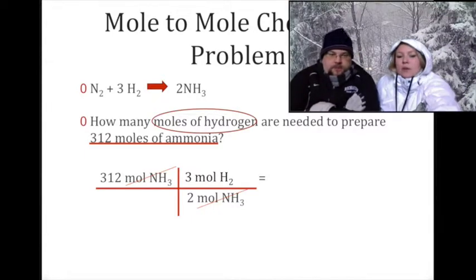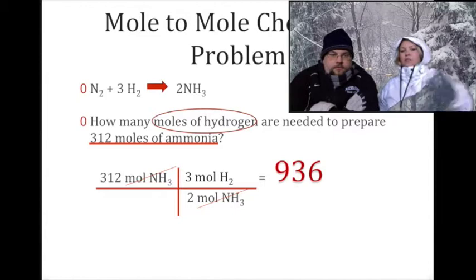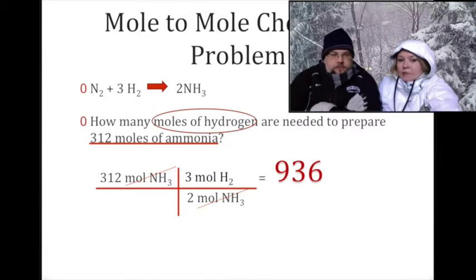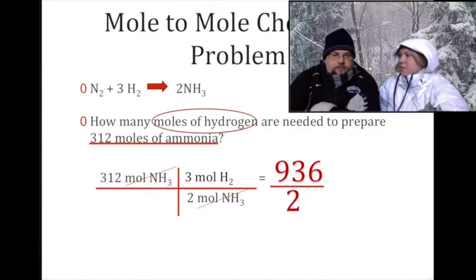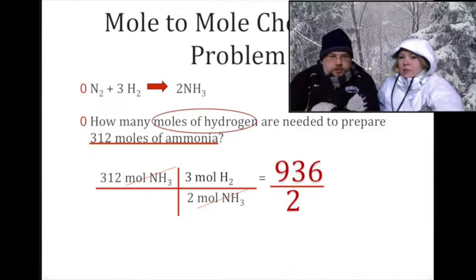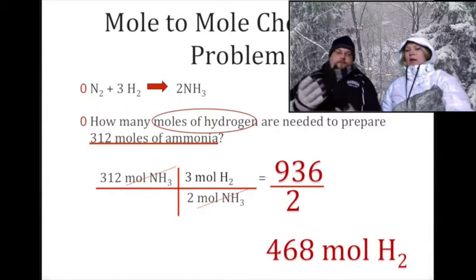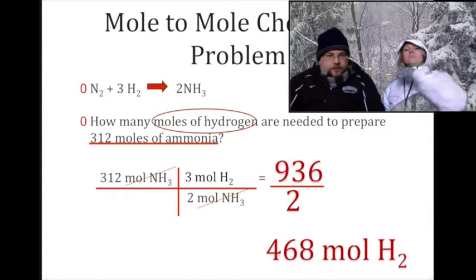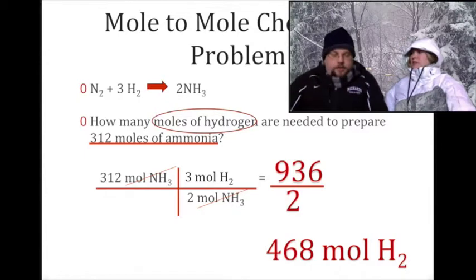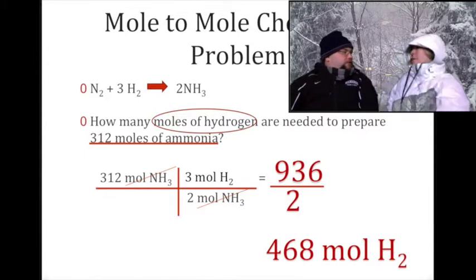So then I'm going to multiply. I'm going to get 936 for the top, and I'm going to have 2 divided by 2, because 2 is what's left on the bottom. And when I do that math, I'm going to come up with 468. Look at that. That's 1.5 times 312. Does that make sense? Makes perfect sense. I got one more problem if you want to try it.